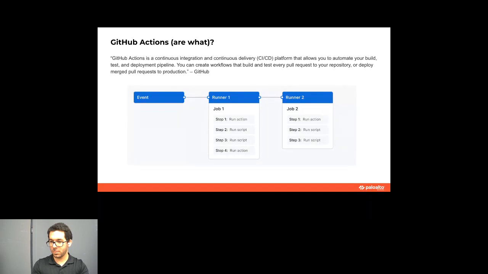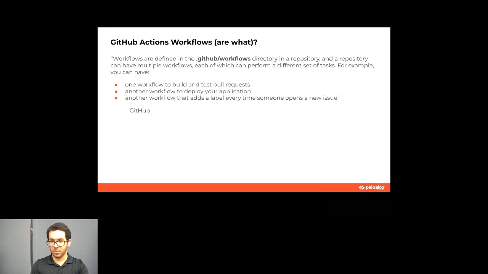Trigger off an event, and then your runners can execute different steps and make things happen, and we'll see some of that shortly. This is a cut and paste from GitHub's documentation, and it's intentional because of the way they give examples of what you can do with GitHub Actions. The workflows that make things happen are in a specific directory called .github/workflows. The examples they give are, perhaps hypothetically, one workflow to build and test your pull requests, another to deploy your application. And another interesting one says you can add a workflow to add a label every time somebody opens a new issue, which is fascinating.